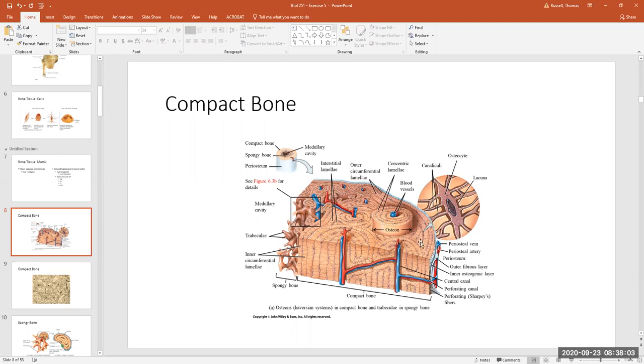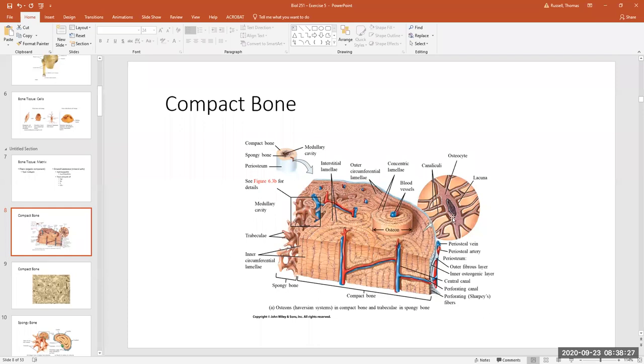So let's look at the one that's enlarged over here. Here they show where a lacuna would be. That would be the darker brown. And then the cell that is inside the hole, that's called the osteocyte. This is the mature cell of living bone. They live inside that little hole, which is called the lacuna.